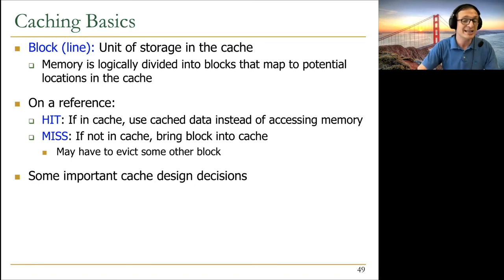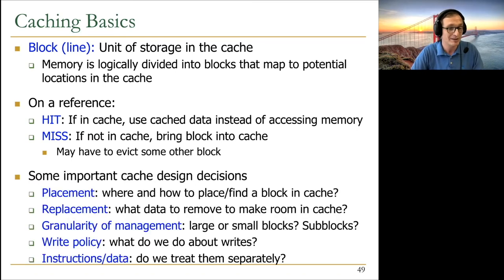Okay, there are important cache design decisions we're going to look at one by one. Not all of them, maybe. Well, actually, we're going to tackle all of them in some level of detail. We're going to look at placement a lot, for example. Placement says, where does a block map to in the cache? How do you place it there? And how do you find a block in the cache? This is basically, how do you query the cache, right? Replacement means, what data do you remove to make room in the cache for an incoming block? Granularity of management says, what is your block size? Is it large or is it small? Can you actually do something like sub-blocking, which we will introduce?